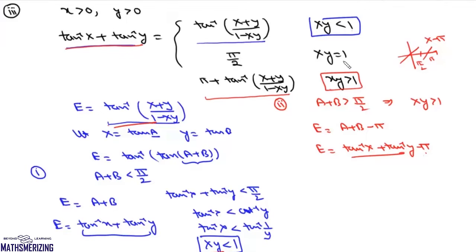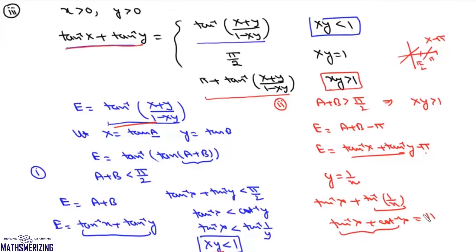Now when x into y is equal to 1, we can write y is 1 upon x. Then in that case, it will be tan inverse x plus tan inverse 1 upon x, and tan inverse 1 upon x is cot inverse of x. So we'll get tan inverse x plus cot inverse x, which is nothing but an identity, and it will be equal to pi by 2. So when x into y is equal to 1, then the value of tan inverse x plus tan inverse y will be pi by 2.